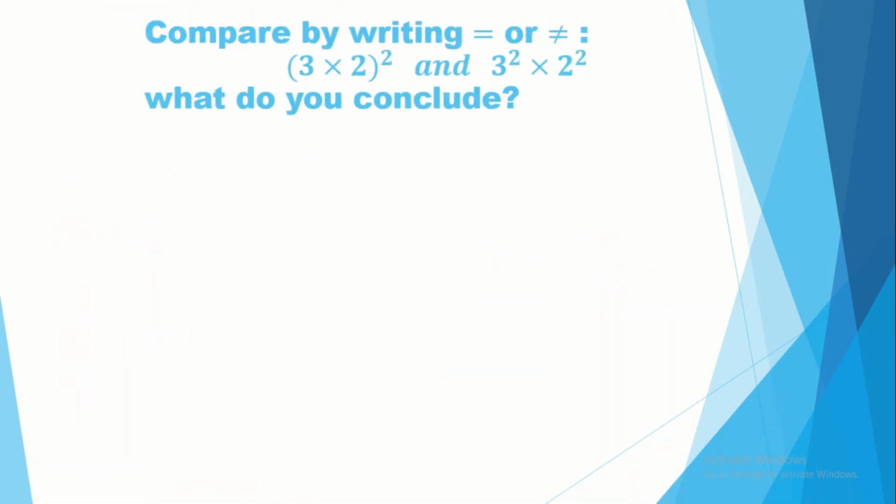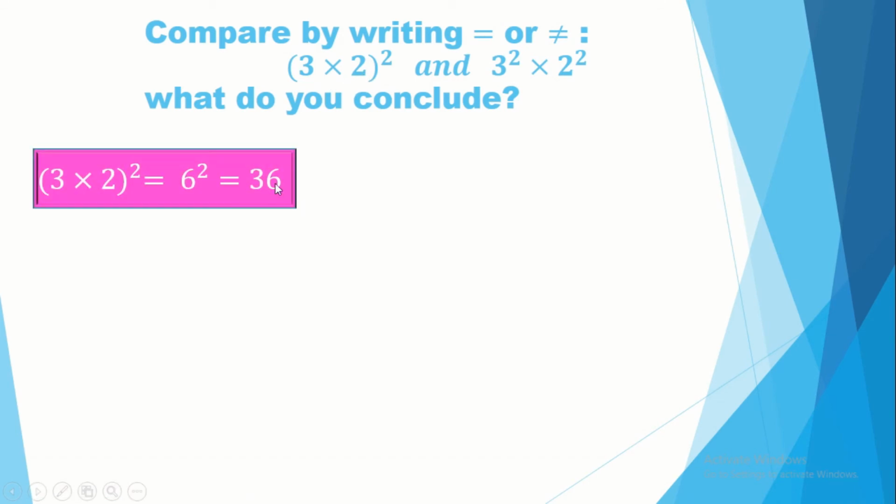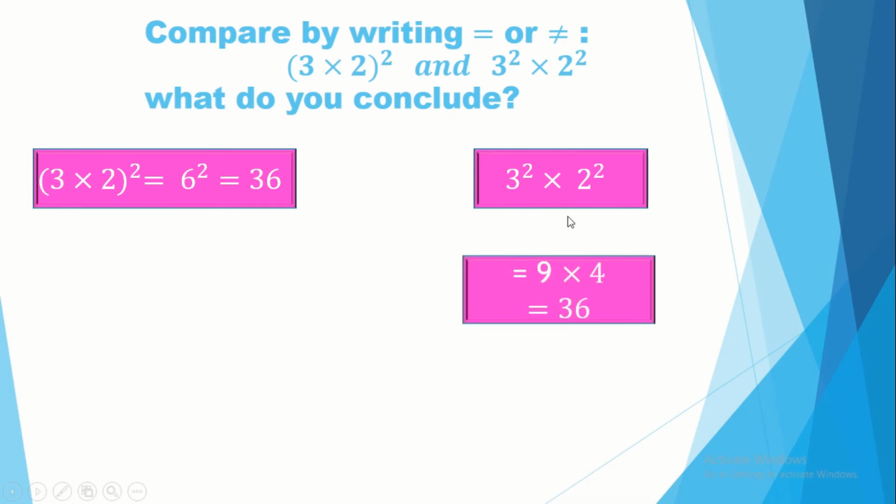Well, what about times and divided by? Let's start by the first example. 3 times 2 all square. Sure, the priority is for parentheses. 3 times 2, 6. 6 square gives us 36. Now what about 3 square times 2 square? We should solve power then times. 3 square is 9. Times 2 square gives us 4. 9 times 4, 36. So here they are the same. We can say that they are equal. So we have a rule. Power is distributive over times. In general, we can say if we have a times b all to the power m, it's equal a to the power m times b to the power m. So power is distributive over times.